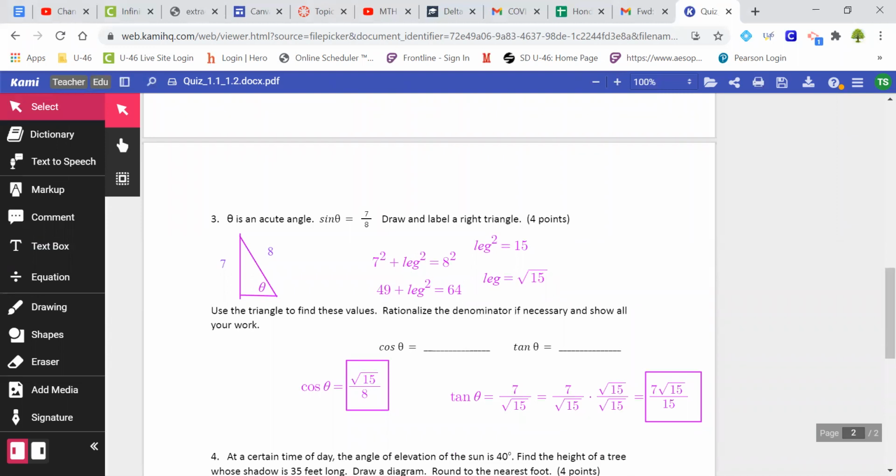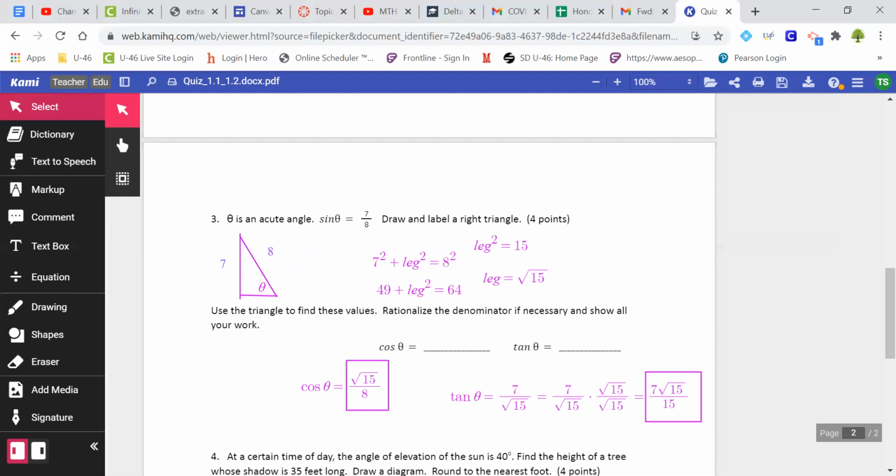Draw and label a right triangle. So here's a right triangle. If the sine of an angle is 7 over 8, I have to think, where do I put all these symbols? If you choose to put theta here, then knowing that the sine of theta is 7 over 8, we have to know that sine is opposite over hypotenuse. So the opposite side of this angle is right here. So that would be 7. And the hypotenuse, of course, is the longest side, 8.